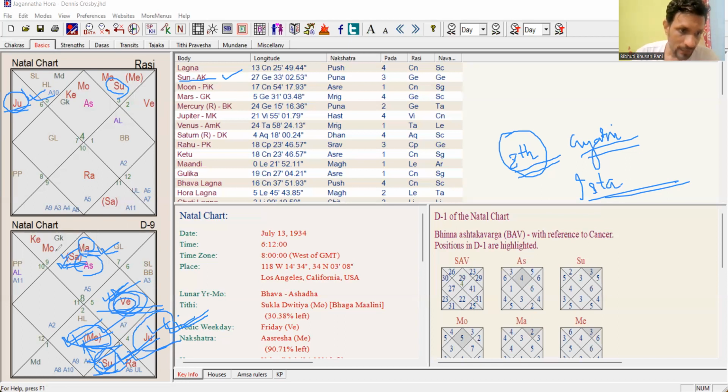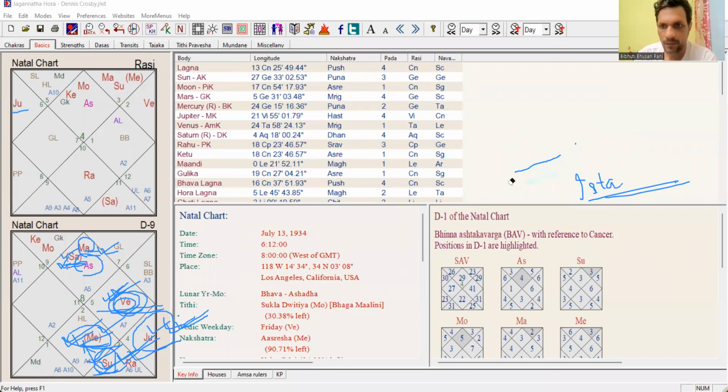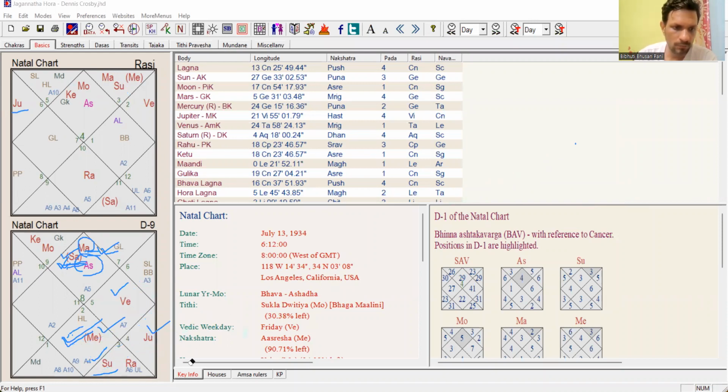From Atma Karak, you need to find the Dharma Devata. From Atma Karak in D9, to find the Dharma Devata, we must do one thing. We must see the ninth house from Atma Karak in D9. Okay, so this is Atma Karak, and the ninth house is the Aquarius sign with no planet in it.